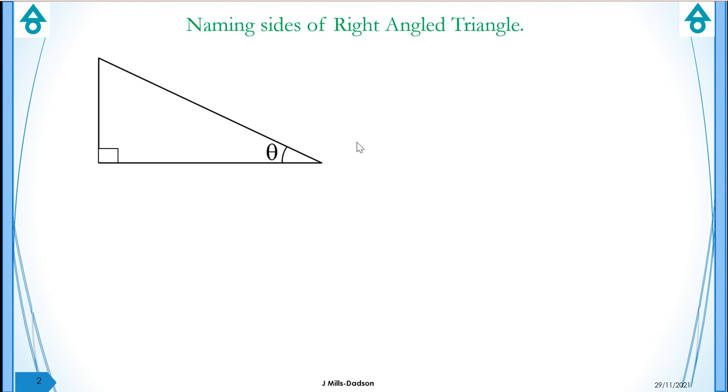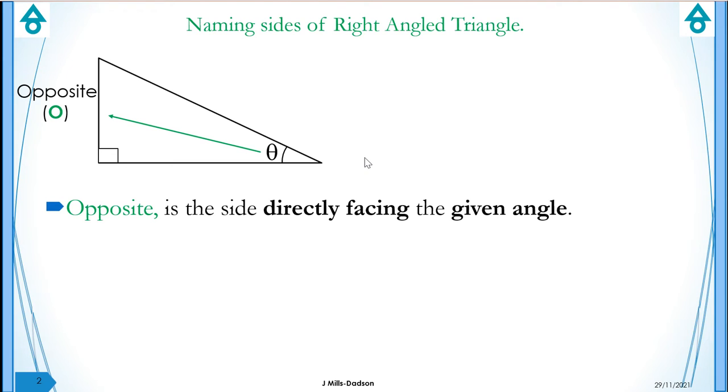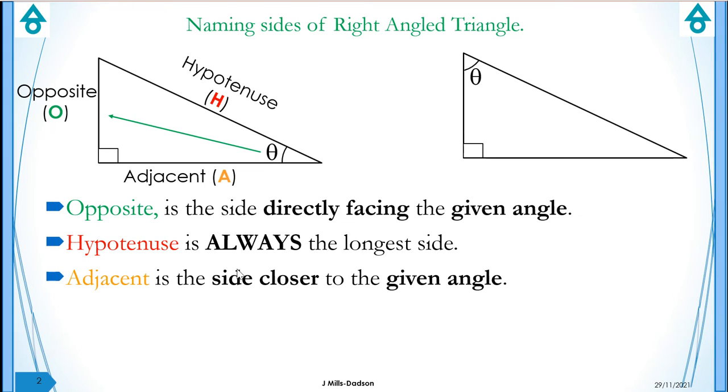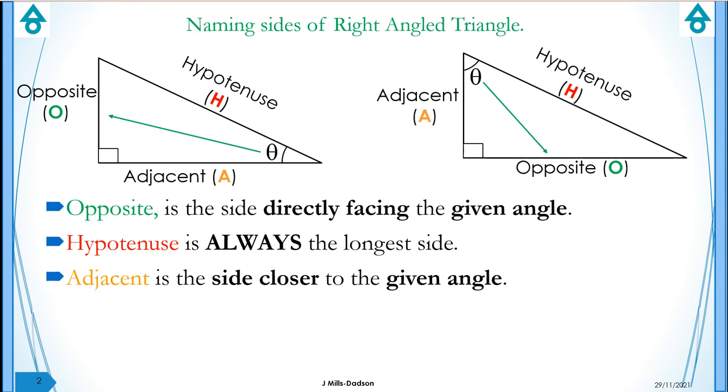Okay, like we did in lesson 1, we must learn to label the sides of a right angle triangle. Opposite is the side directly facing the given angle. Hypotenuse is the longest side, and the third side, adjacent, is the side closer to the given angle. And if you look at this triangle, opposite, hypotenuse, and adjacent, only hypotenuse is fixed. Adjacent and opposite will be dependent upon the given angle.